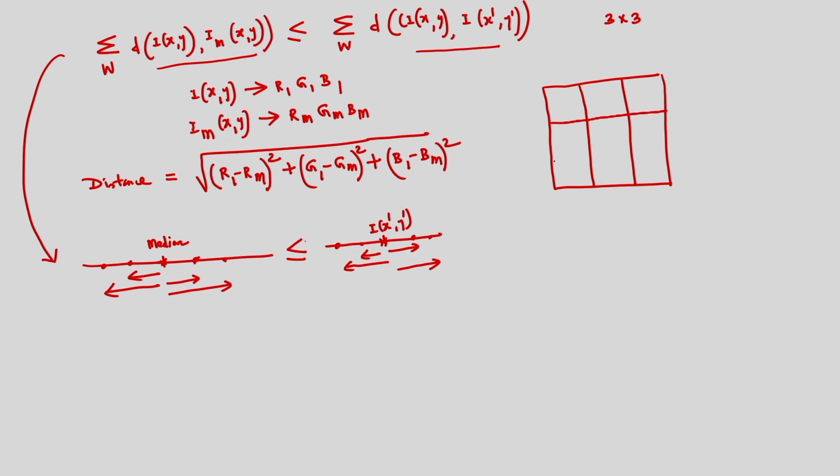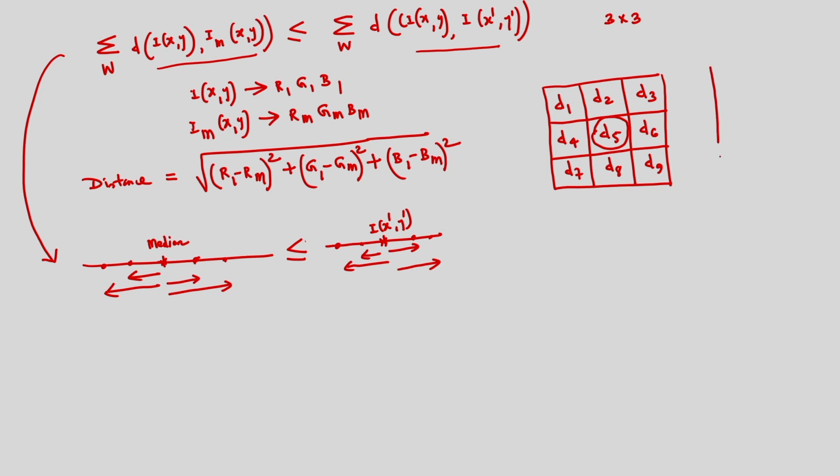So, this 3 by 3 window is considered, and I am calculating the distances D1, D2, D3, D4, D5, D6, D7, D8, D9. Now, in this case, corresponding to this 3 by 3 window, my center pixel is this. This is my center pixel.